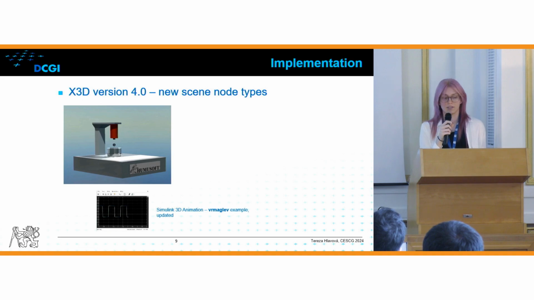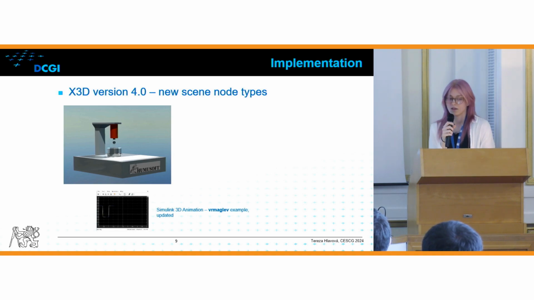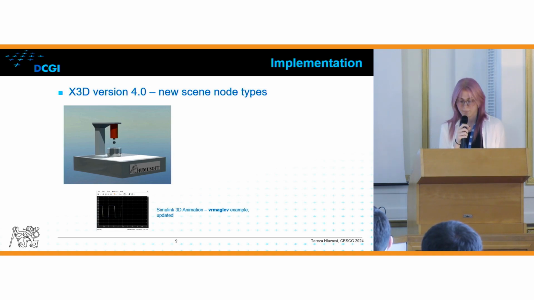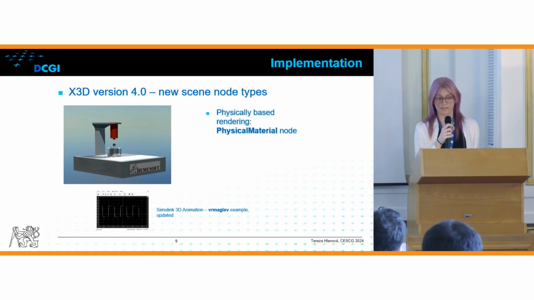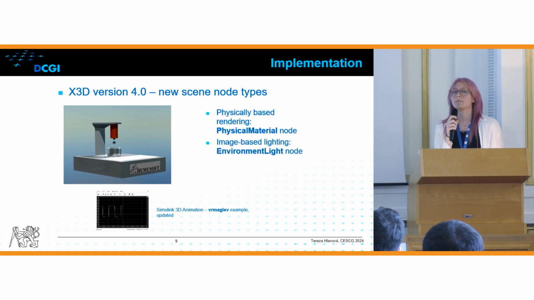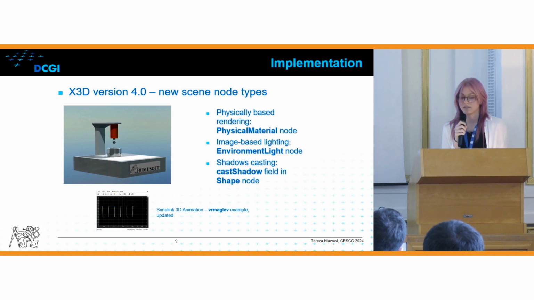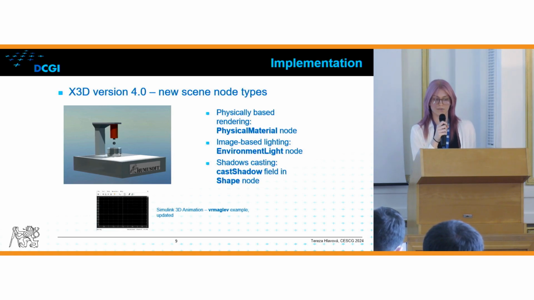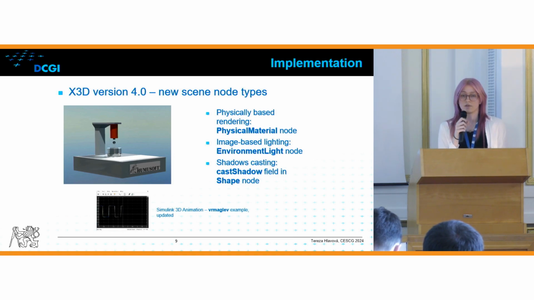So, from the implementation itself, the SL3D originally supported X3D version 3.3, which didn't support physically based rendering. So we needed to implement new nodes in the C++ internal scene, which was mainly a physical material node for physically based rendering, an environment light node for image-based lighting, and adding more fields to already existing nodes, like cast shadow to the so-called shape node, or, for example, normal mapping.